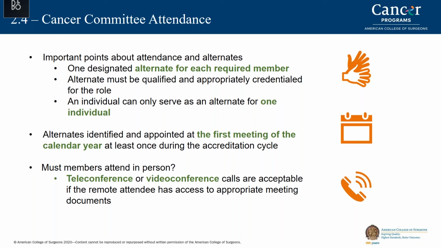Now, alternates must be identified at the first meeting of the calendar year, and this has to be reflected in the minutes. Alternates, of course, can change, but again, this has to be reflected very clearly. If somebody moves out of town or leaves the facility, a new alternate can be selected for this particular accreditation cycle. Now, members should attend in person, but there is an opportunity to use teleconferencing or video conferencing for meetings. But again, to have this in effect, the individual attending by teleconference has to have all of the appropriate meeting documents given to him or her prior to the meeting. Next.